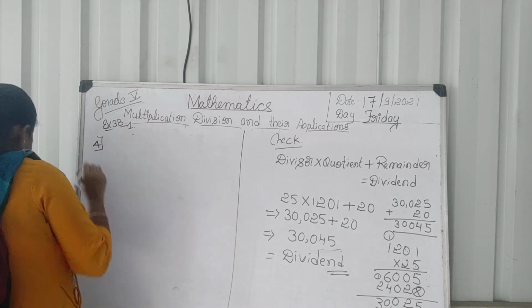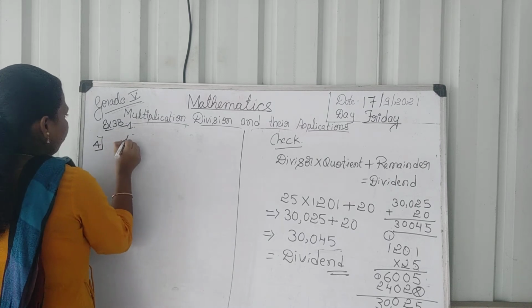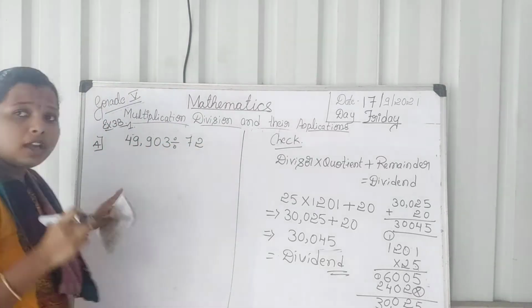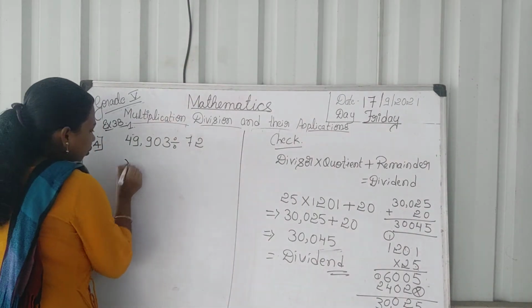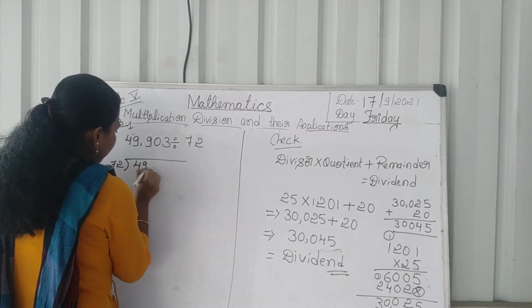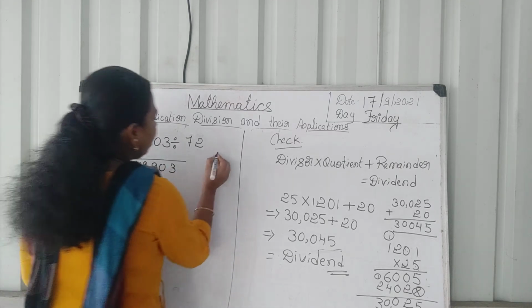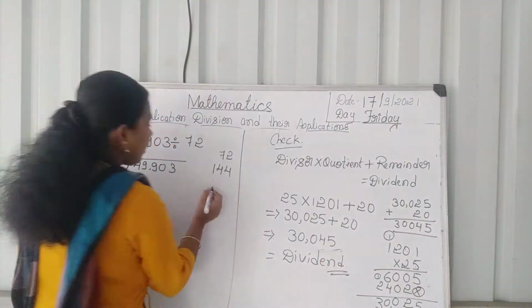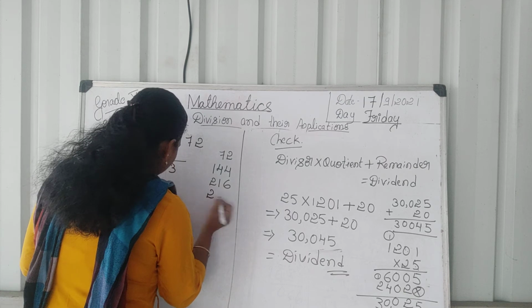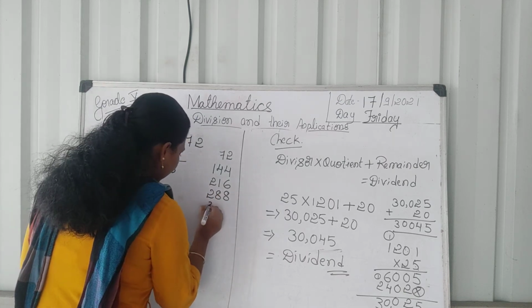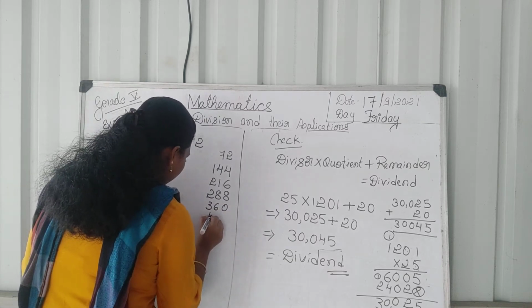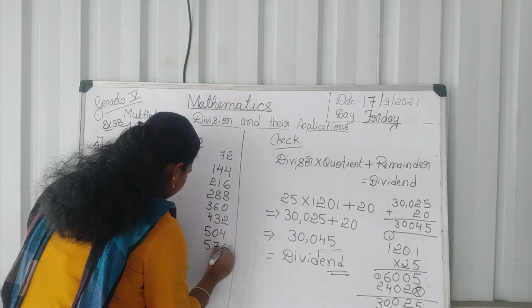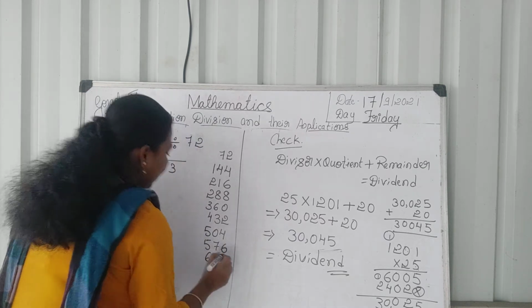Fourth problem: 49,903 divided by 72. Now write down the 72 table. 72 ones are 72. 72 twos are 144. 72 threes are 216. 72 fours are 288. 72 fives are 360. 72 sixes are 432. 72 sevens are 504. 72 eights are 576. 72 nines are 648. And 72 tens are 720.